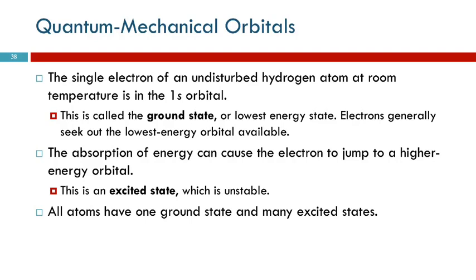So an atom of hydrogen that we haven't messed with by zapping it with energy or anything, it's just hanging around at room temperature. Its electron is going to be in the 1s orbital. That is the lowest energy place that an electron can be. It's called the ground state, or lowest energy state. Electrons generally seek out the lowest energy state, just like water seeks the lowest part of your yard. If something floods, the water goes to the lowest part, right?